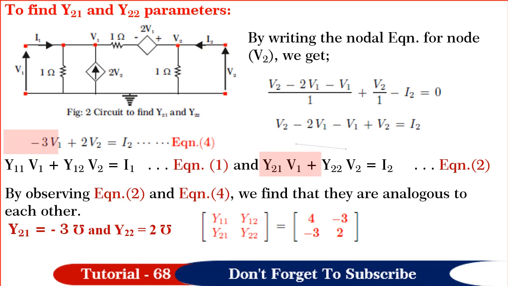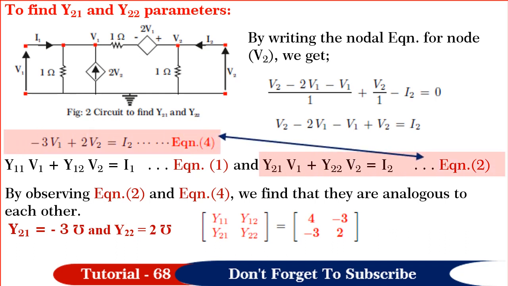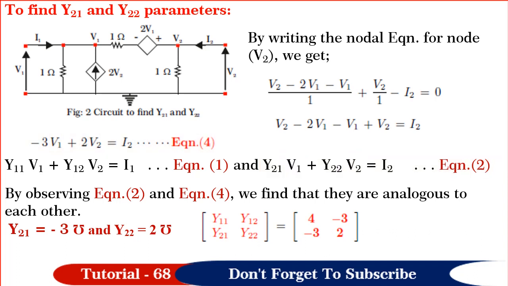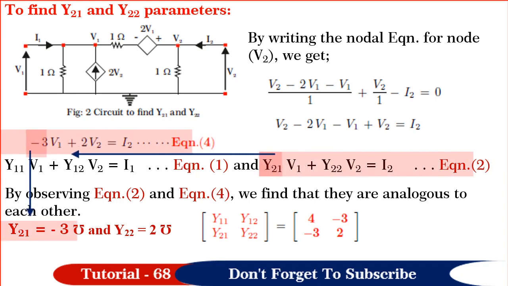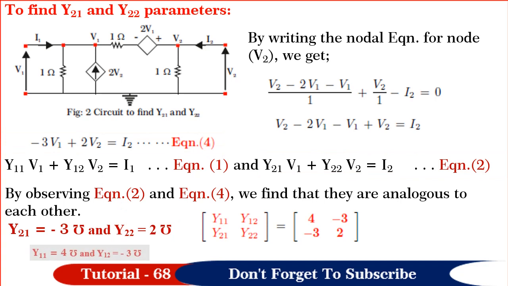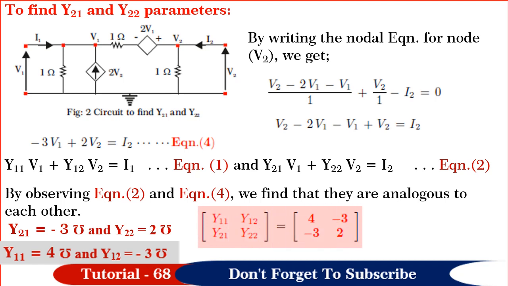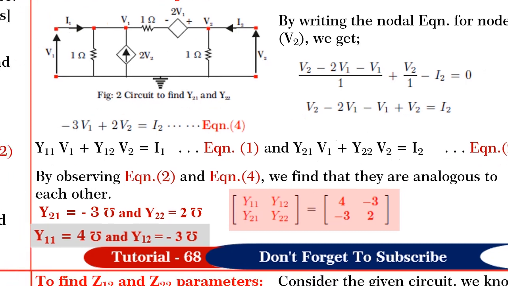Observe that equation 4 and equation 2 are analogous to each other. Hence, by comparing the coefficients of V1 and V2, we get Y21 is equal to minus 3 mho and Y22 is equal to 2 mho. We already have found out Y11 and Y12. So, the Y parameters found are indicated here. Hope it is clear to you.